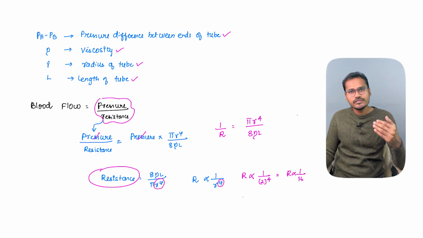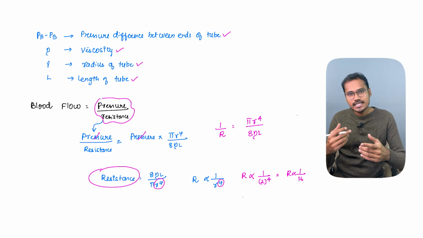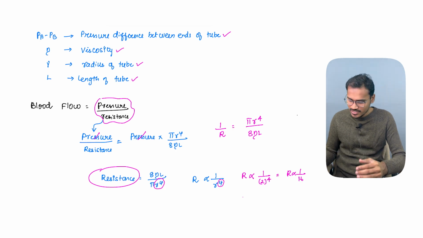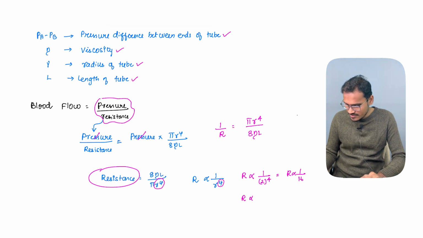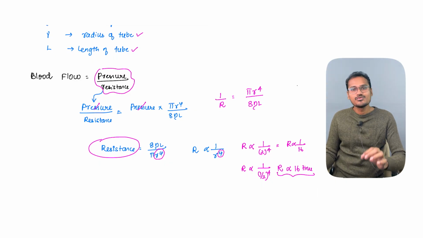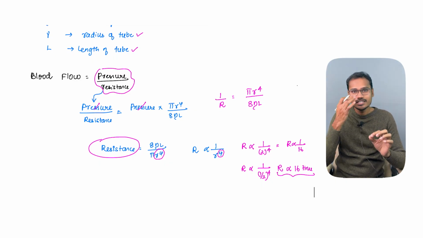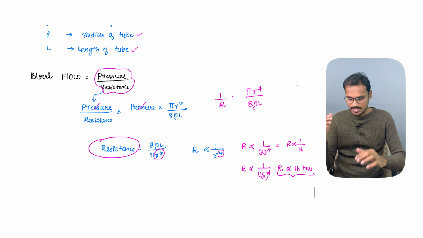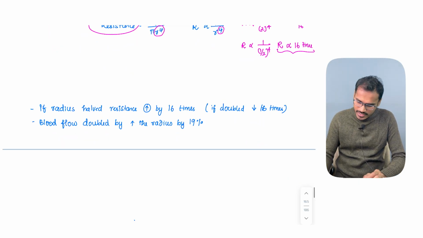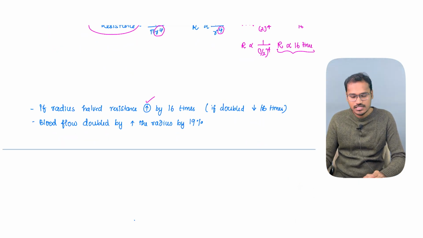In a similar manner, if the radius is doubled, the flow is going to increase, whereas the resistance is going to decrease. If the radius is halved, suppose we reduce the radius to half, R is inversely proportional to r power 4, so it is going to be 1 by 2 power 4. So what will happen to the resistance? The resistance is going to increase by 16 times. So the radius is one important parameter which determines the blood flow and the resistance. Same written here: if the radius is halved, the resistance increases by 16 times.